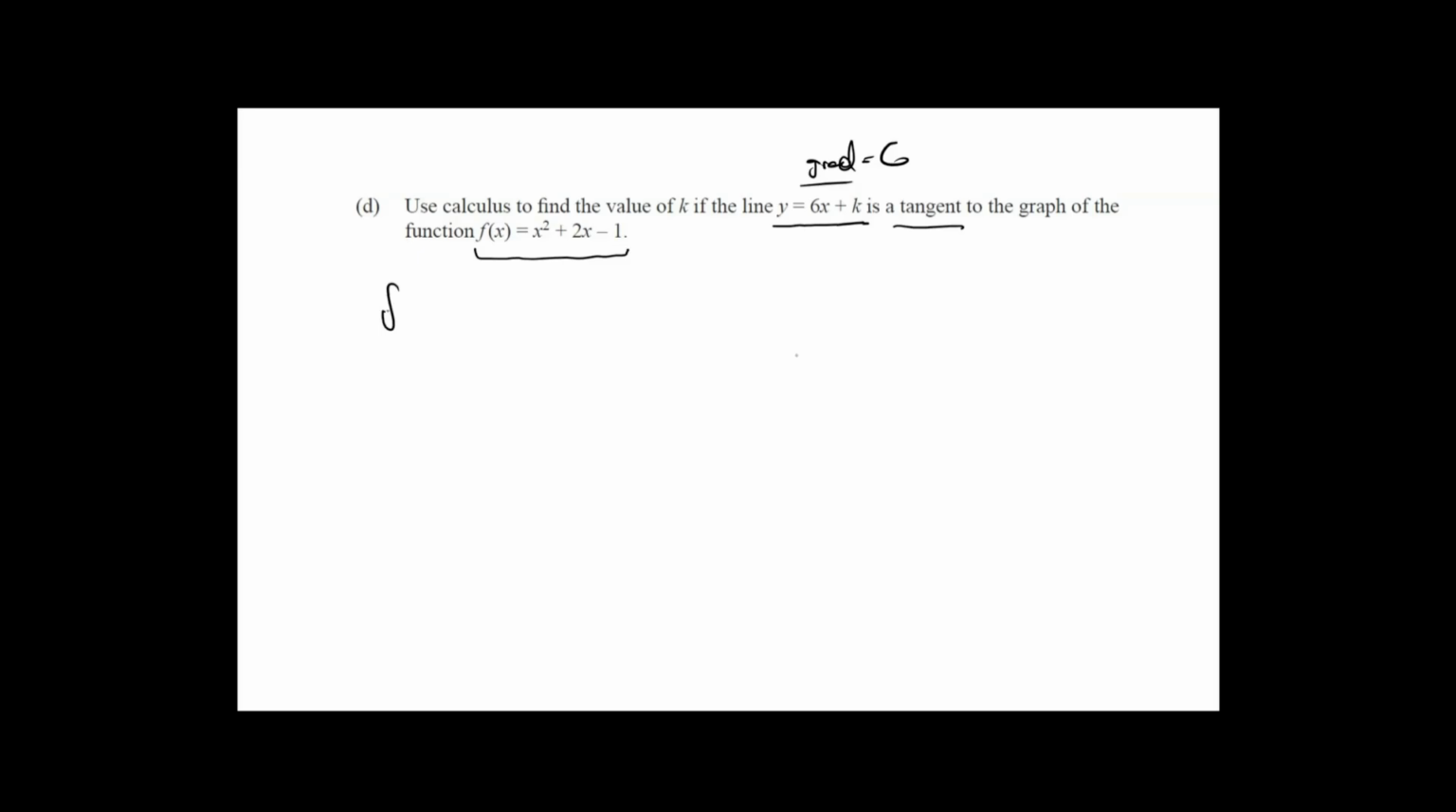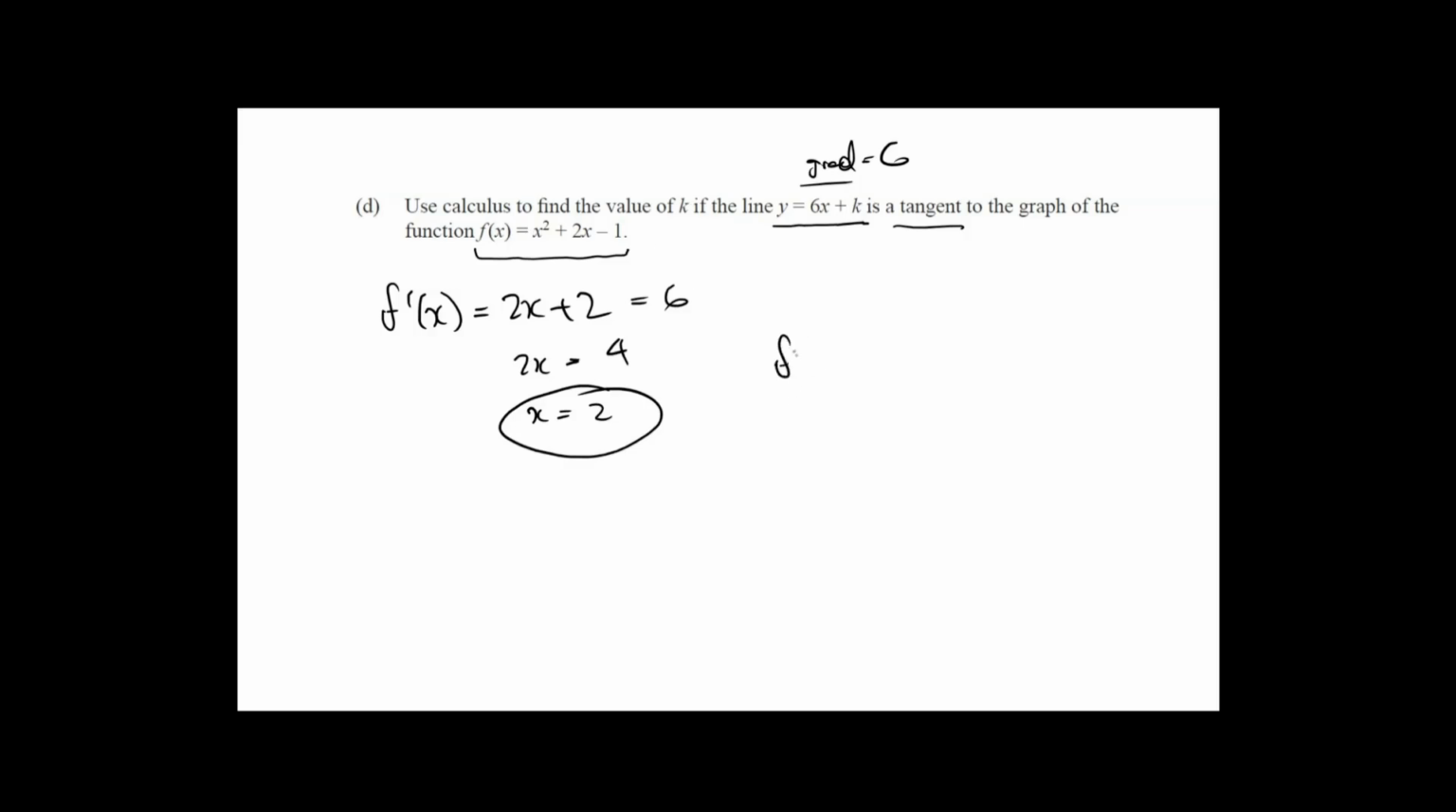So what we're going to need to do is find f prime of x and set that equal to 6 and then solve for x. So 2 comes out the front, the x, and we have a plus 2, and then we set that equal to 6 and solve for x. So 2x is going to be equal to 4. Take 2 away from both sides. So x is going to be equal to 2. That's where they cross.